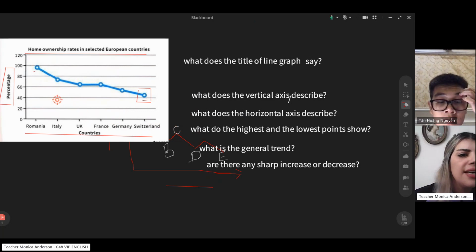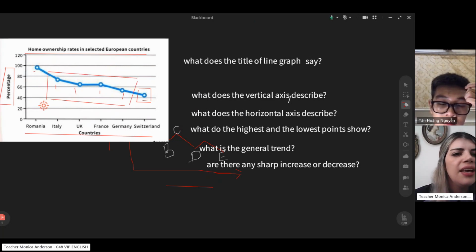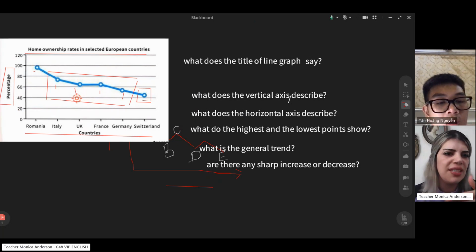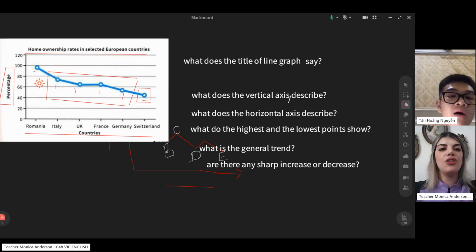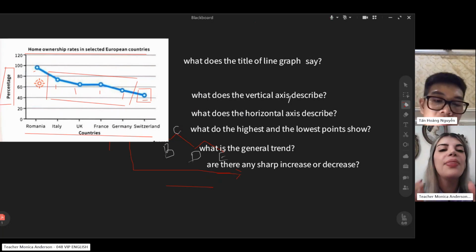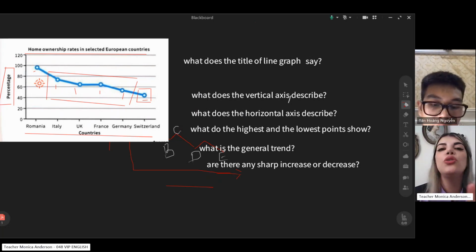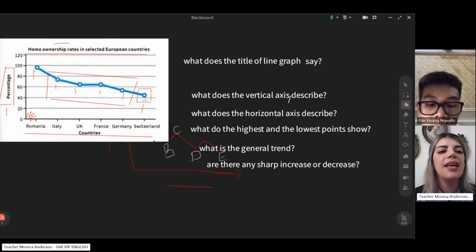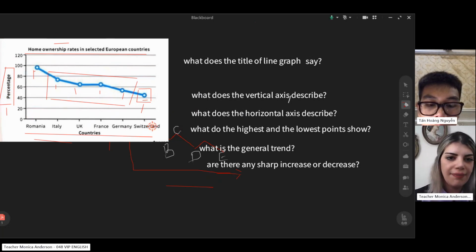What is the general trend? As you can see, we have similar changes in all the countries, the same condition in different countries. As you can see, there is no sharp increase or decrease. Okay, that's it. This is your overview. Number one, you don't need to give any detail. Don't name all countries. Just try to say the first point, the last point, the title, just this. Get it? Yes.